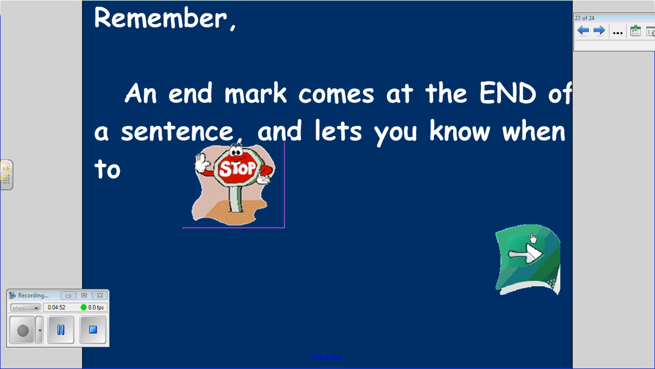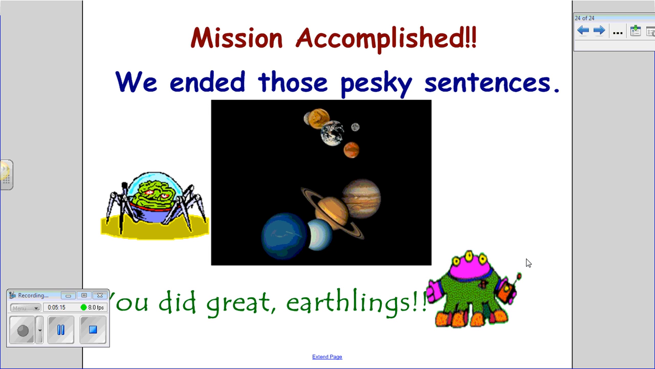Remember, an end mark always comes at the end of a sentence, and it lets the reader know when to stop. If we don't have end marks in our writing, our writing tends to be very confusing for the people that are reading our stories. So we want to make sure that we always use these three end marks to help our readers better understand the story that we're trying to tell. All right, good job. We ended those pesky sentences.